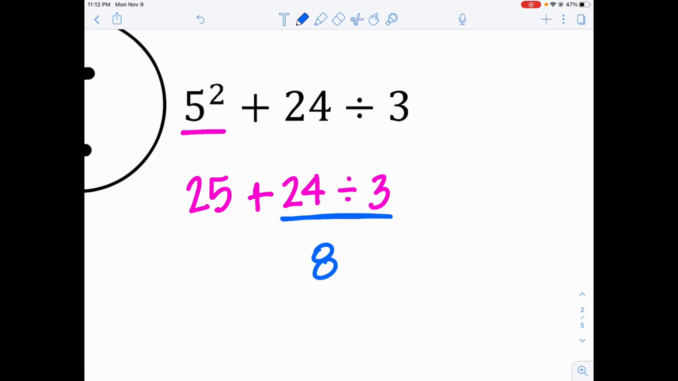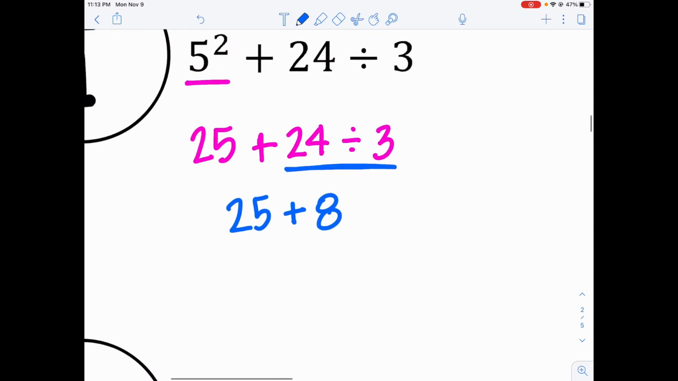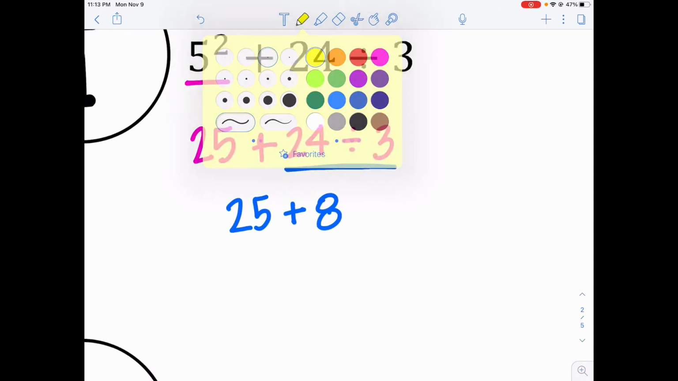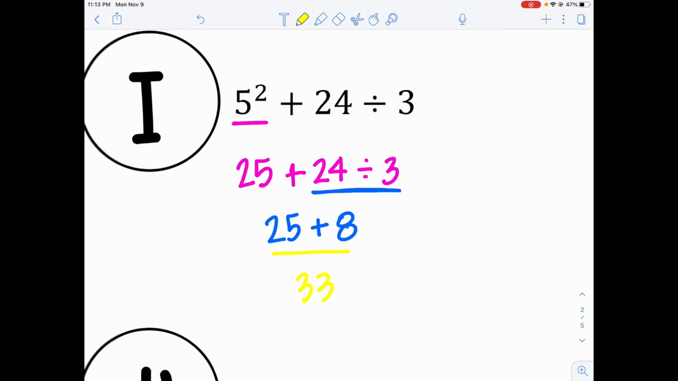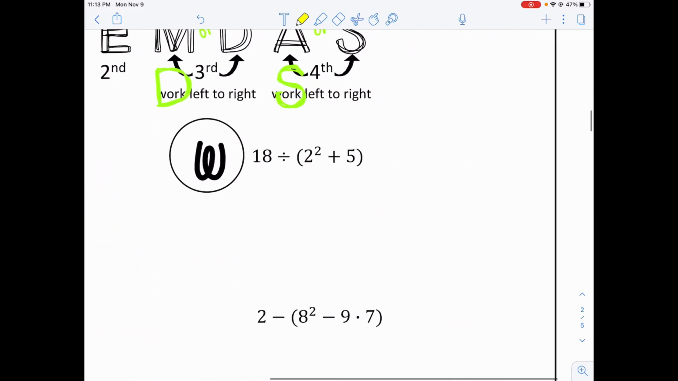And now, after I have done it, I'm going to bring down everything that I have not used. So I brought down a plus sign and the 25. Finally, I'm going to finish simplifying this expression all of the way. 25 plus 8 is 33. Let's look at the W together.